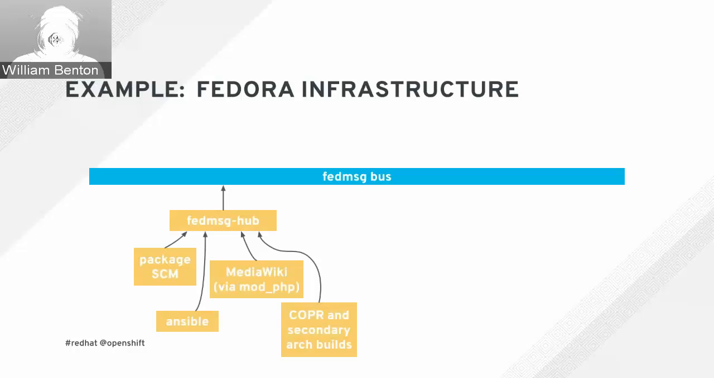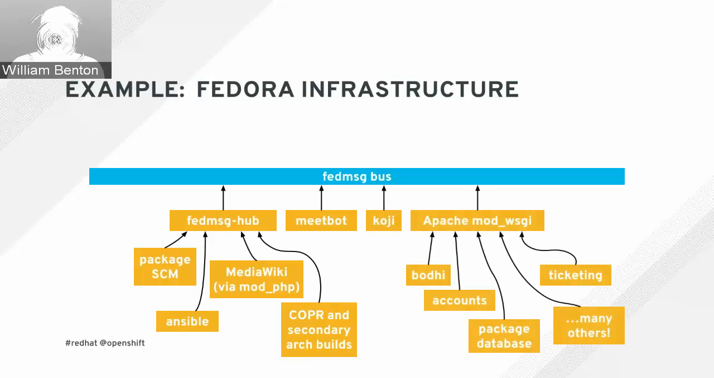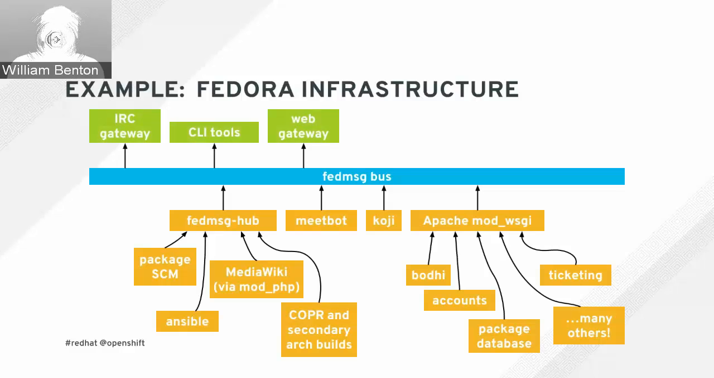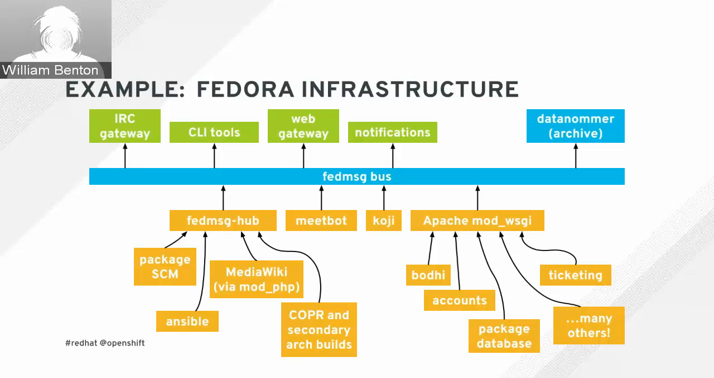When someone updates a package in a Fedora Git repository, maybe going to a new version of the upstream source or adding a patch, a message gets sent out to the bus. When someone edits a wiki page or starts an IRC meeting, a message gets sent out to the bus. When a package build starts, succeeds, or fails, a message gets sent out on the bus, and so on. The Kappa architecture works really well here for coordinating components that logically depend on one another and for supporting a wide range of interesting views of the data generated by one of the world's largest open source communities.